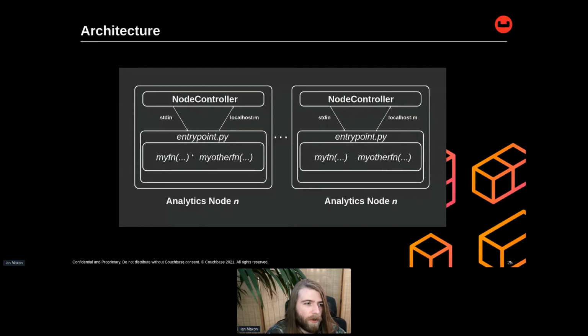And so for each node controller, for each library, you will fork off a Python process that has a wrapper that calls the function, and then it takes the arguments from the query in standard in and then gives it back on localhost on a port. But it multiplexes on the port, so you don't have an explosion of port use. And yeah, this happens in parallel across all of the nodes.